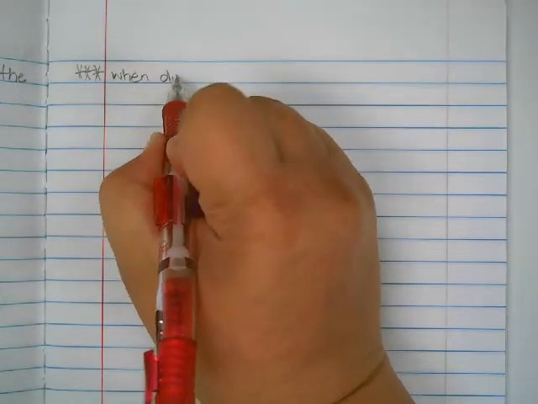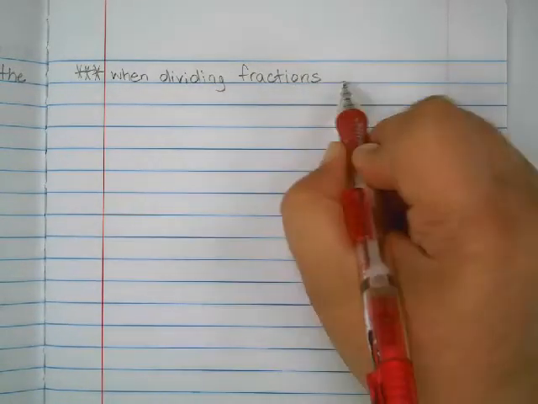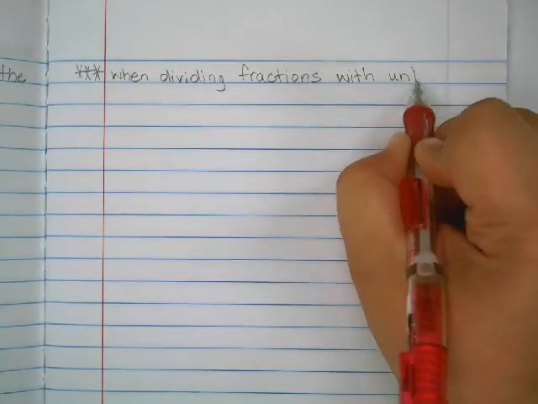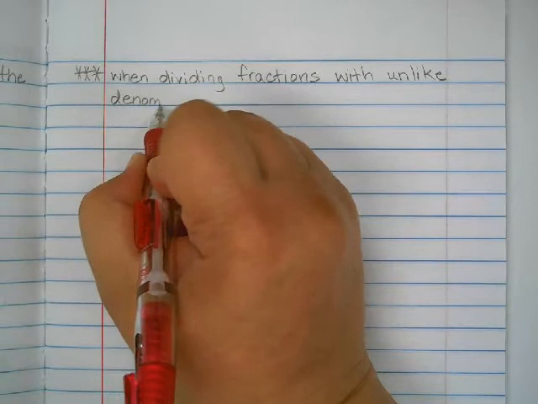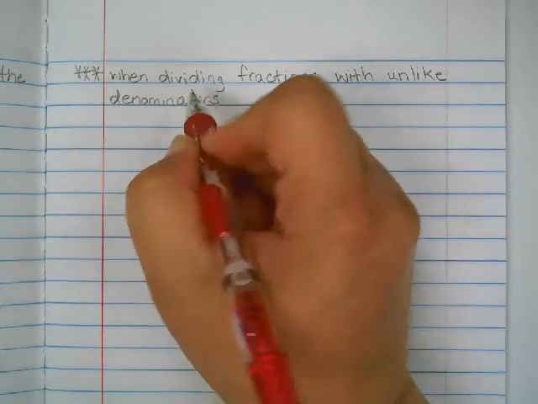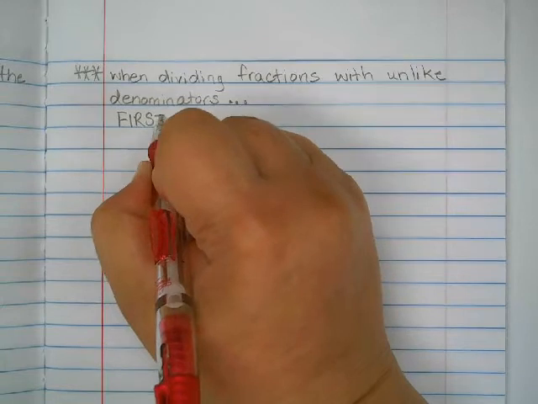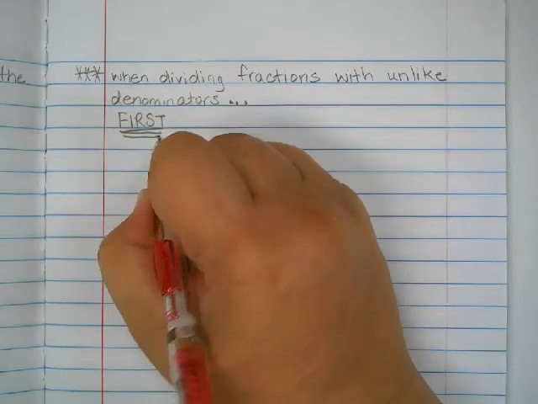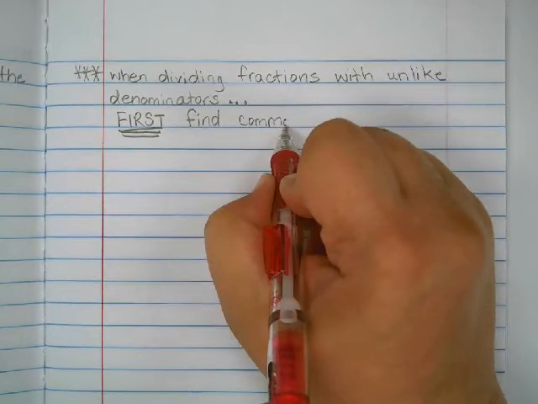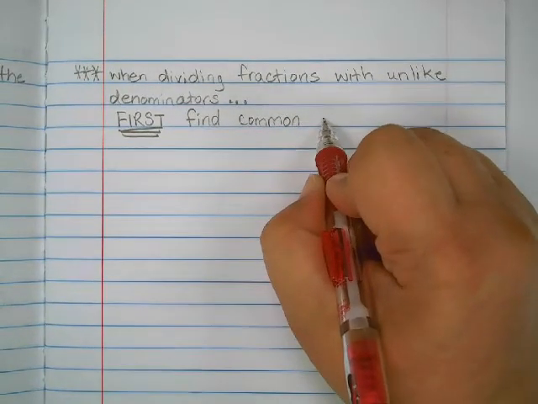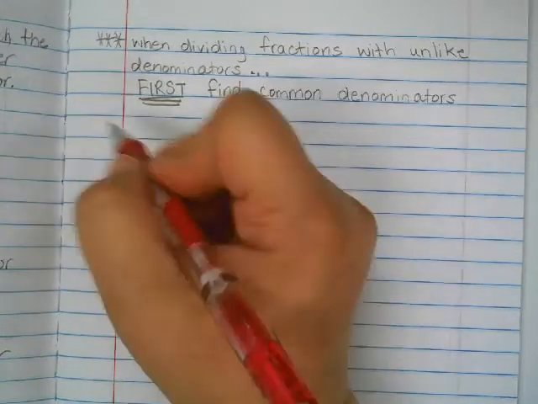When dividing fractions with unlike or different denominators, first, find common or like denominators. So I'm going to give you an example.